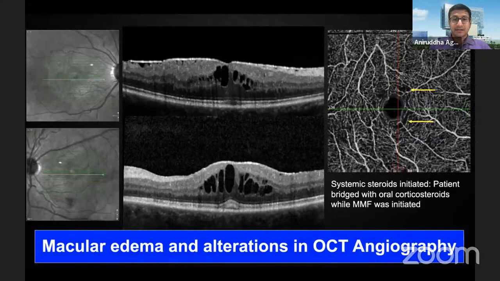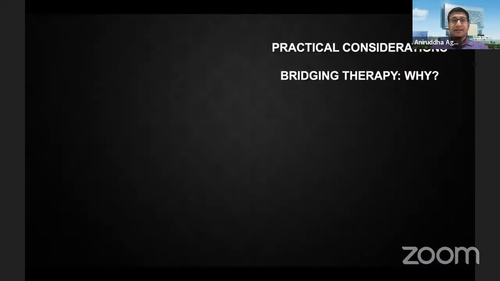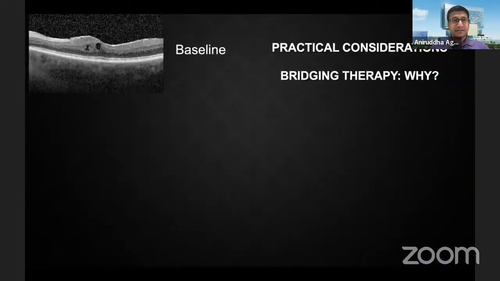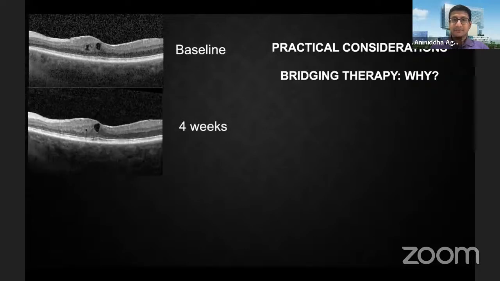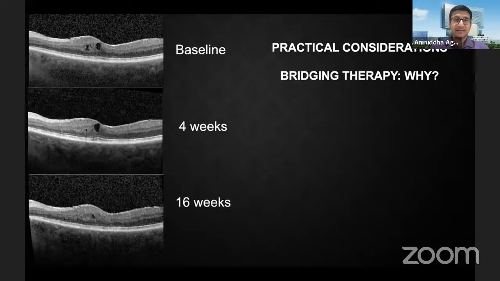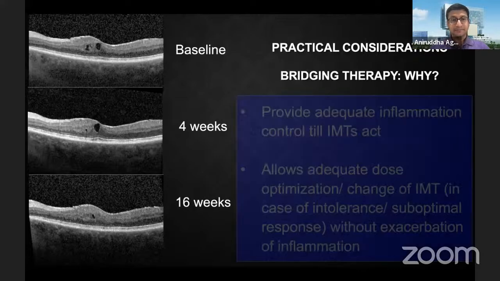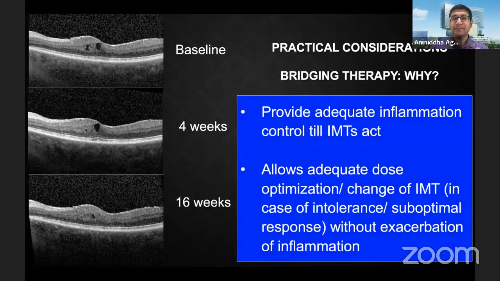These patients may have visual loss because of macular edema, and therefore they will require treatment. Now, in this particular patient, you cannot bridge with local therapy because of glaucoma, so you have to rely on systemic treatment. So the practical considerations: this is the patient with baseline macular edema, and this is at 4 weeks, and at 16 weeks, you see the macular edema is responding. And this bridge therapy provides you adequate inflammation control till you have the immunosuppressive acting, and so it allows adequate optimization of the dose without exacerbation of inflammation.